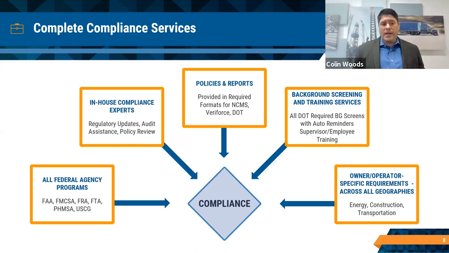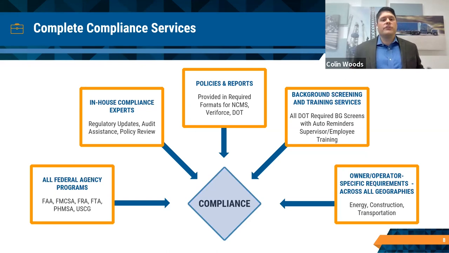You can see over on the left-hand side of this slide, when we start talking about all federal agencies, again, all modalities, including FAA, so the Federal Aviation Administration, FMCSA, Federal Motor Carrier. This is the largest DOT-regulated agency, including the trucking industry. FRA, which is railroad. FTA, Federal Transit Administration. PHMSA, so Pipeline Hazardous Materials.